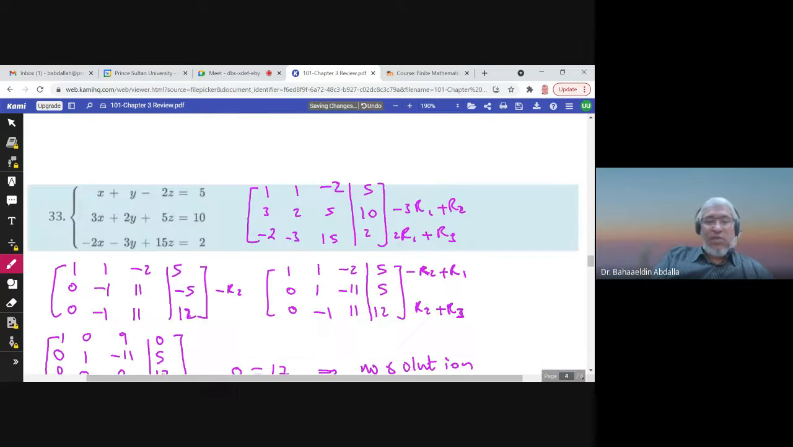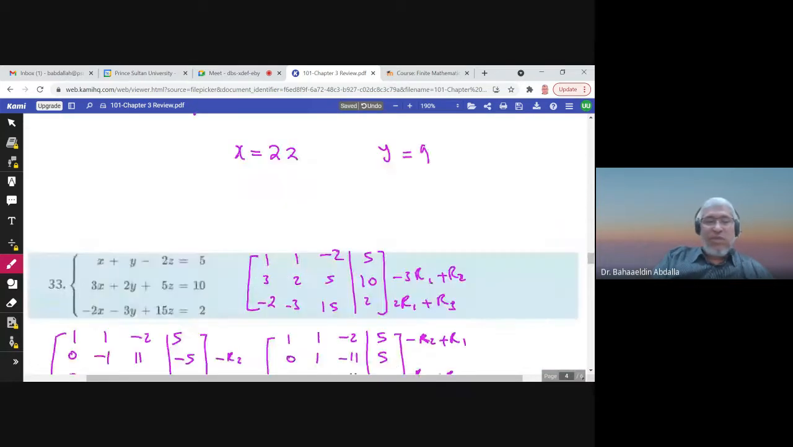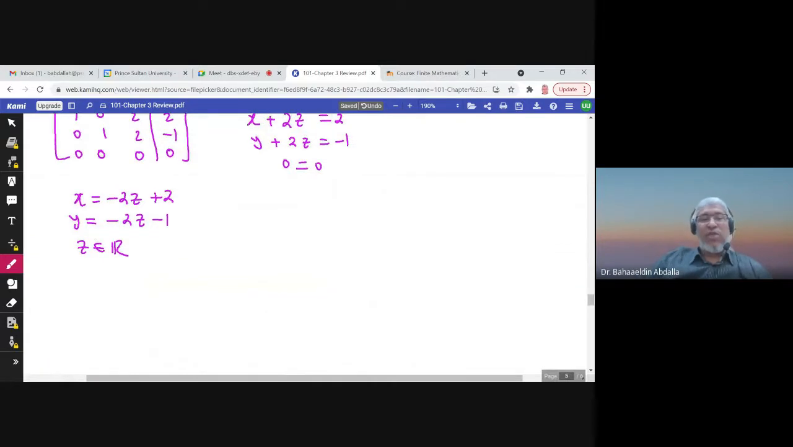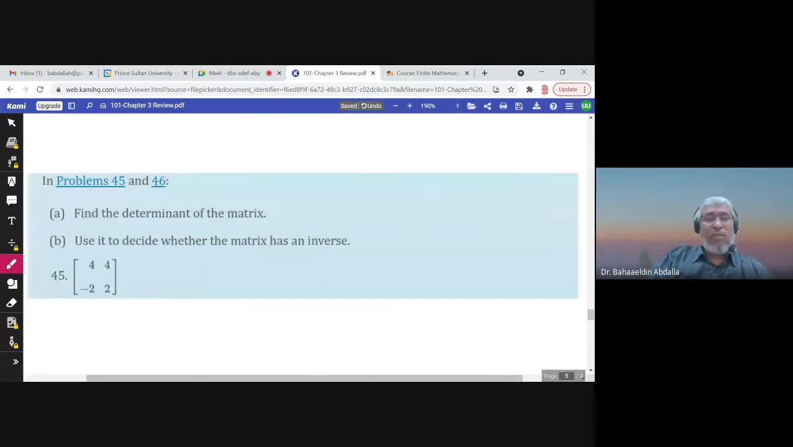Did he ask to give? No, he did not say anything. If he needs, we can choose z, for example, 0, and give him one of the solutions. So one solution would be x 2, y negative 1, and z 0. Another solution you can find if z is 1. A third solution if z is negative 1, and so on.